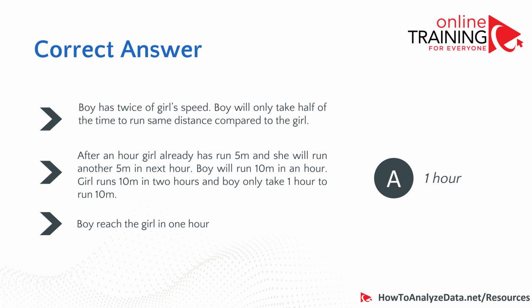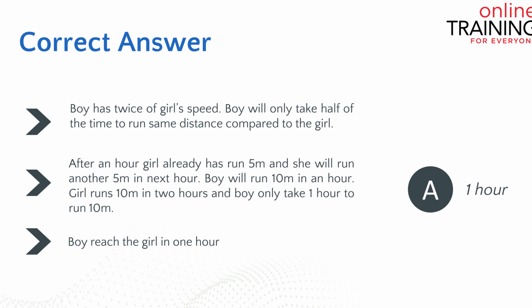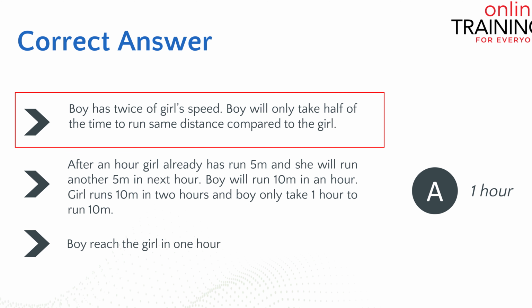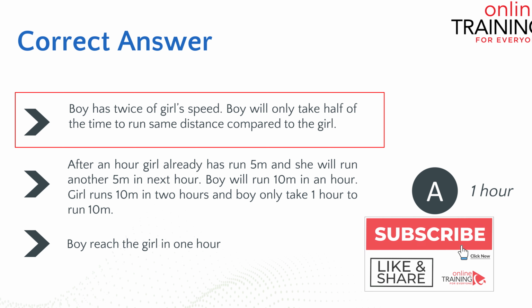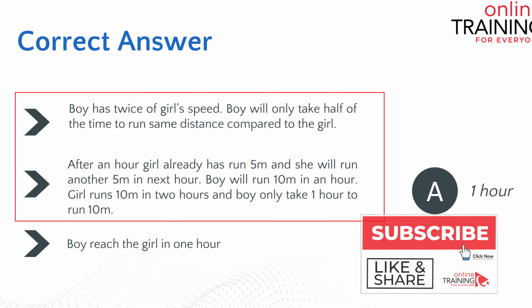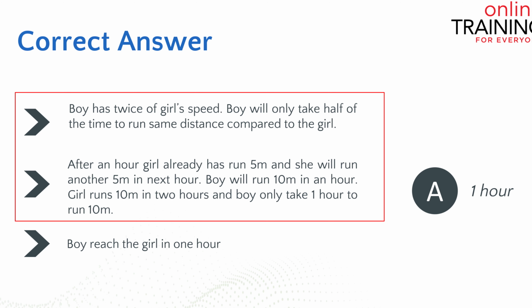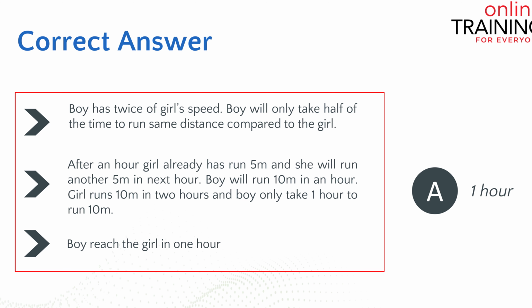The correct answer here is A, 1 hour, and here's the reasoning. The boy has twice the girl's speed, and for the boy it will only take half the time to run the same distance compared to the girl. After an hour, the girl already ran for 5 miles, and she will run another 5 miles in the next hour. The boy, on the other hand, will run 10 miles an hour. The girl will run 10 miles in 2 hours, and for the boy, it will take only 1 hour to run 10 miles. So the boy will reach the girl in 1 hour. Hopefully you've got this one right.